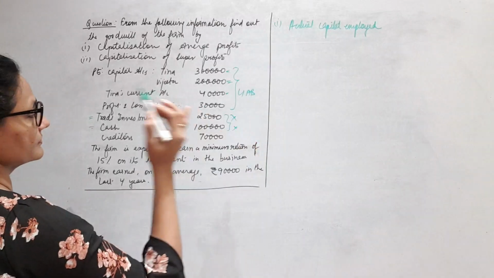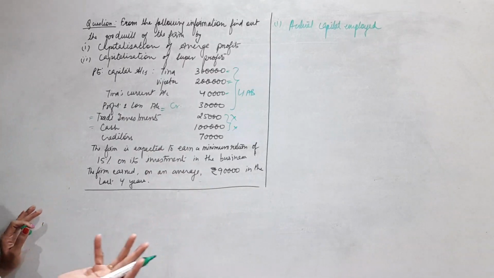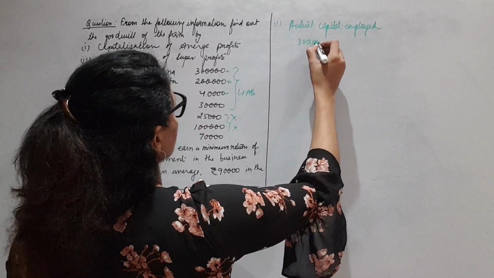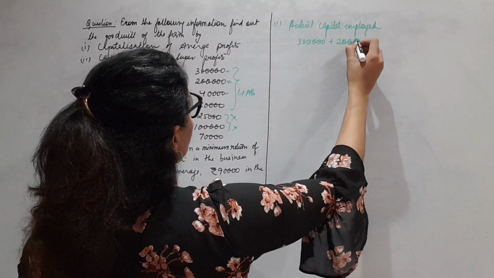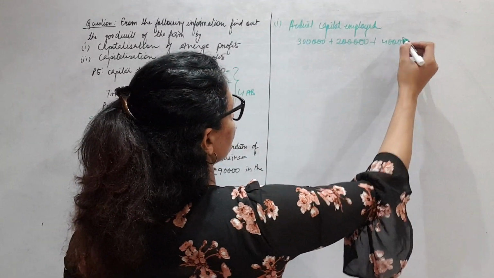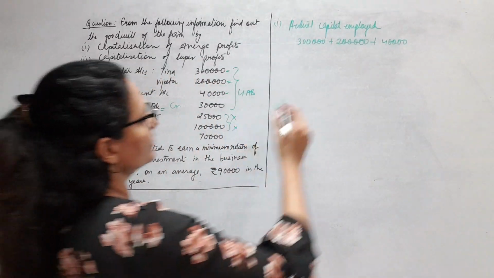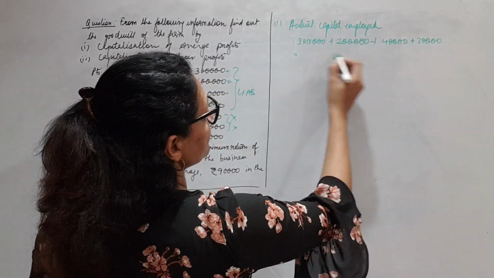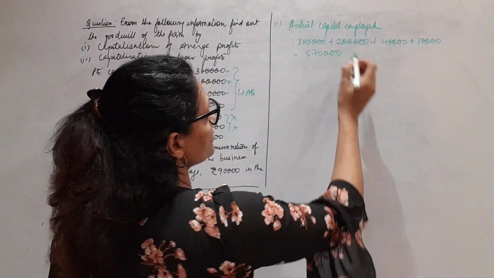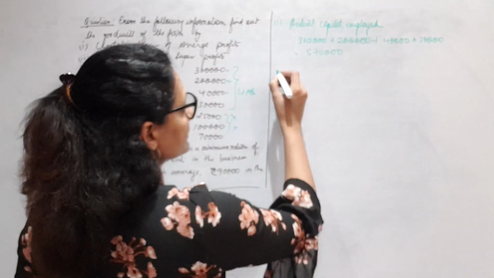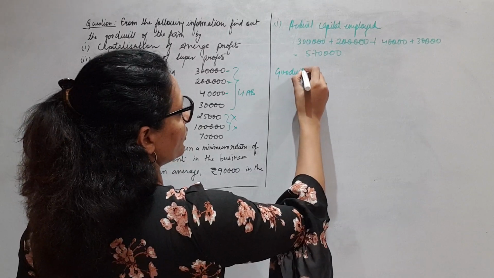No subtractions. Obviously creditors also I don't have to subtract. So my capital employed becomes partners' capital accounts 3 lakhs plus 2 lakhs plus partners' current account 40,000 and the profit and loss account 30,000. 5,70,000. 5,70,000 is my actual capital employed. Fine. Once you've got that, we go straight away to the goodwill formula.